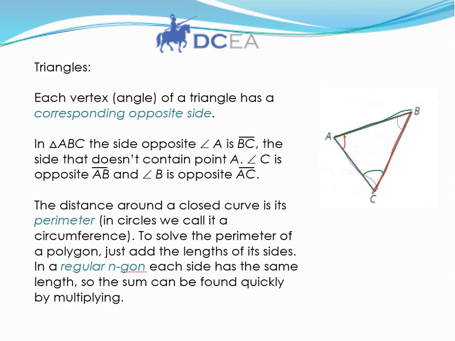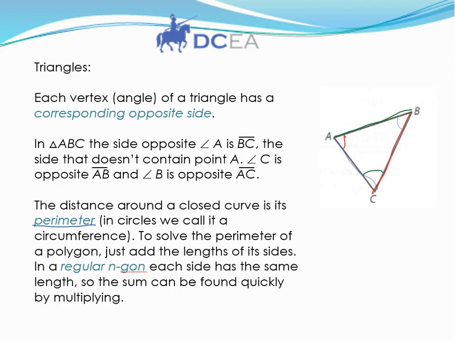The distance around a closed curve is its perimeter. In circles, we call the distance around the circle a circumference. In a polygon, we call it a perimeter. To solve the perimeter of a polygon, just add the length of the sides. In a regular n-gon, each side has the same length, so the sum could be found quickly by multiplying.